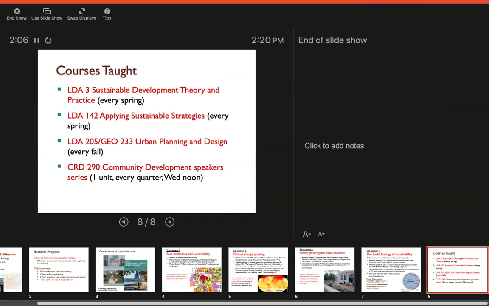And the bottom line from that class is that sustainability is not about fancy new technology or other things. It's about new ways of thinking, or in some cases, old ways of thinking: long-term, thinking holistically, and being very proactive about solving problems. How do we get to carbon neutrality, and how do we get to an equitable society, deal with social justice issues? Every spring, I've also been teaching the capstone for the SED major, LDA 142, which is called Applying Sustainable Strategies.